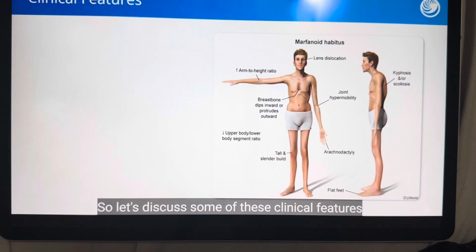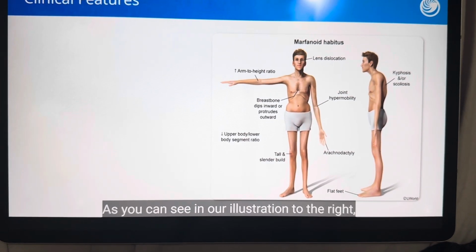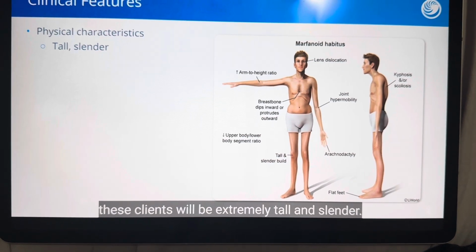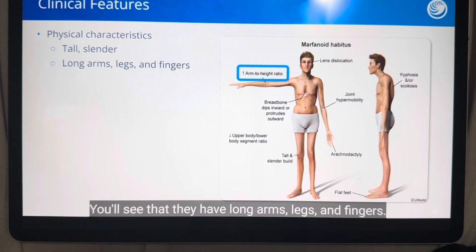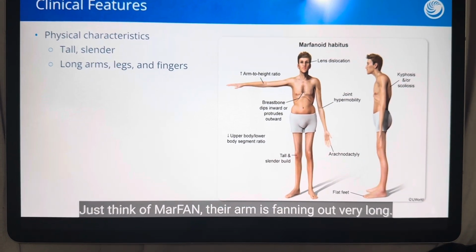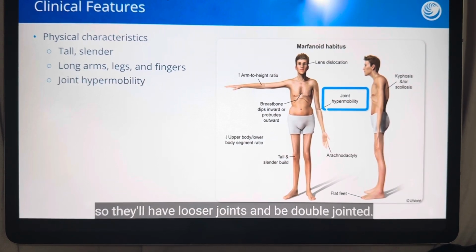So let's discuss some of these clinical features of Marfan syndrome. As you can see in our illustration to the right, these clients will be extremely tall and slender. You'll see that they have long arms, legs, and fingers. Just think of Marfan, their arm is fanning out very long. They'll have joint hypermobility, so they'll have looser joints and be double jointed.